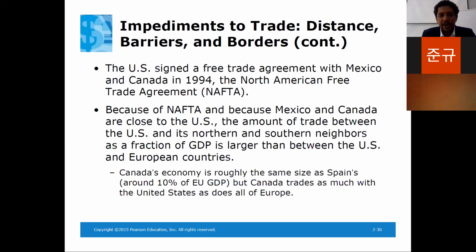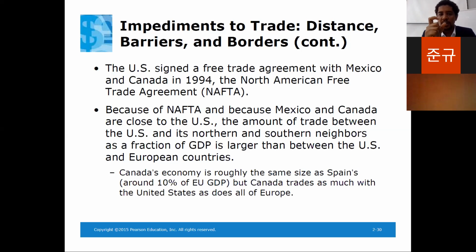For example, the US signed a free trade agreement with Mexico and Canada in 1994. This is called NAFTA, the North American Free Trade Agreement. After these three countries signed this agreement, their trade volume increased significantly. And this increase of trade between these countries has also contributed a lot to the growth of the economies of these three countries.